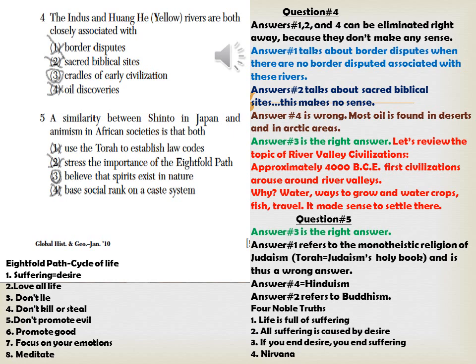So we can eliminate answers 1, 2, and 4 right away because they don't make any sense. Answer number 1 talks about border disputes when there are no border disputes associated with these rivers. Answer number 2 talks about sacred biblical sites. It just doesn't make any sense. Answer number 4 is wrong because most oil is found in deserts. So when you think of oil, think about the Middle East or Arctic areas. The Middle East has one of the largest deposits of oil.